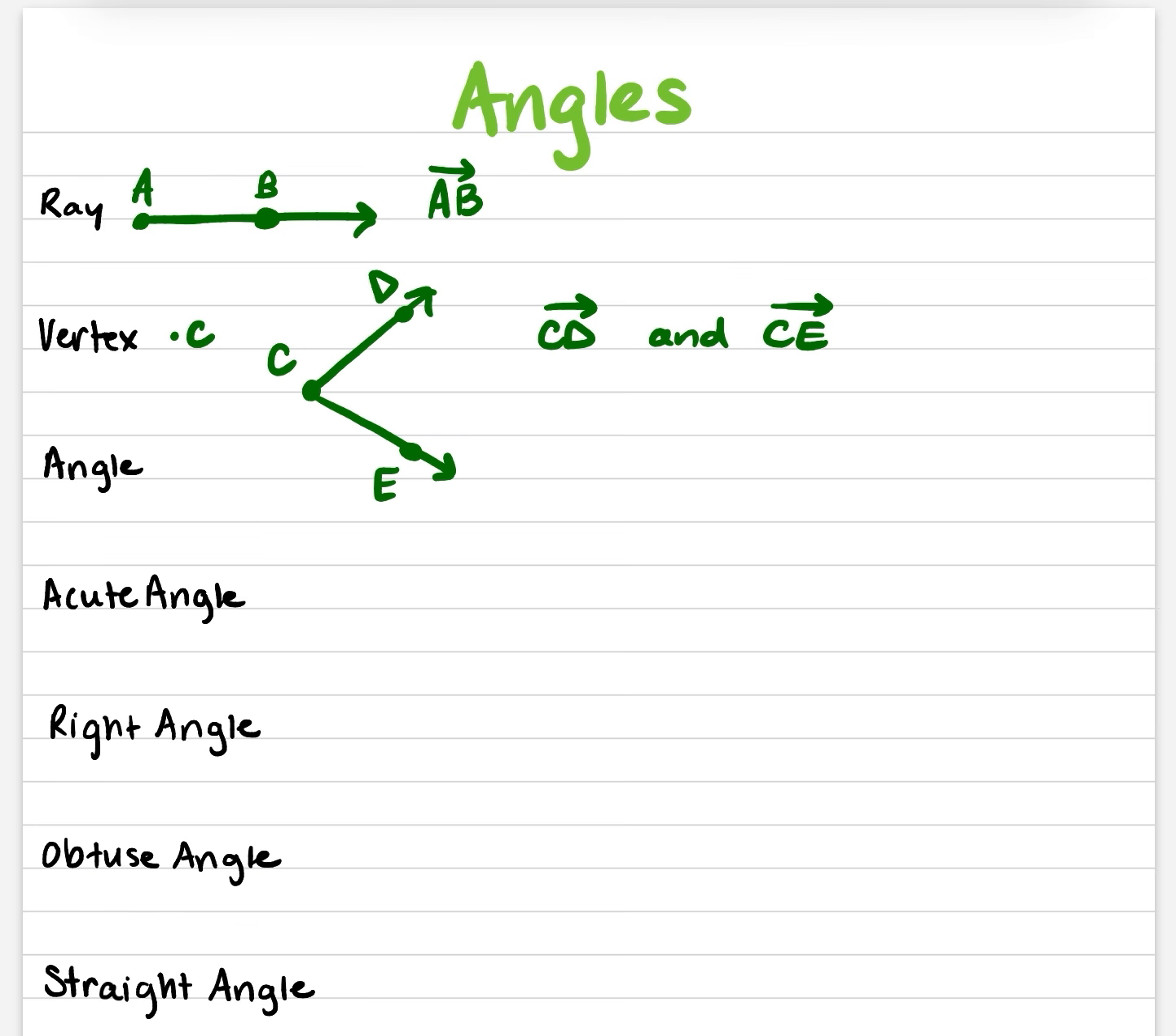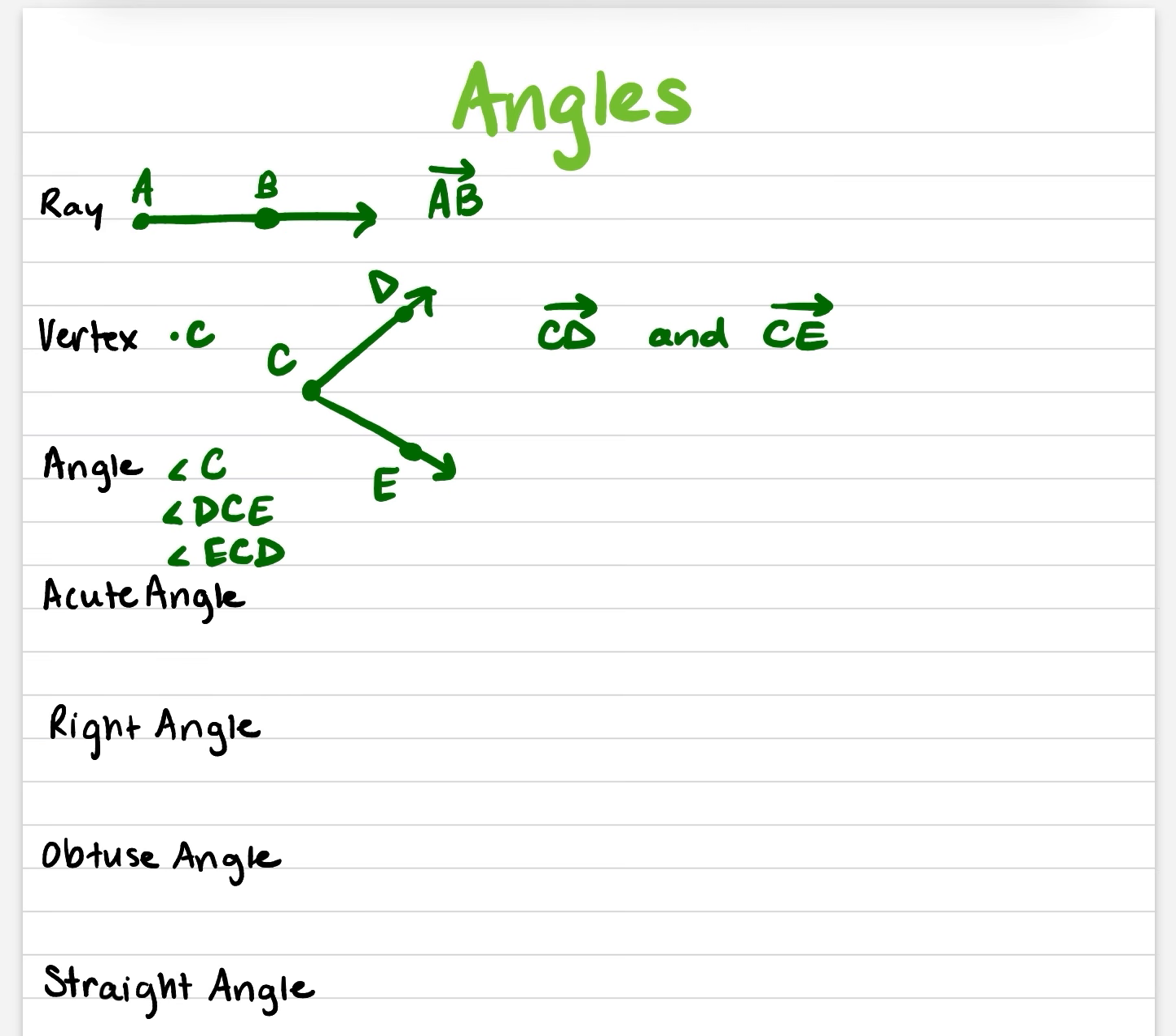To name this angle, I want to name it angle C, one capital letter, or I can name it angle DCE, three capital letters with C, the middle letter being the vertex, or I can name this angle ECD. C is the vertex, C is the middle, ECD.